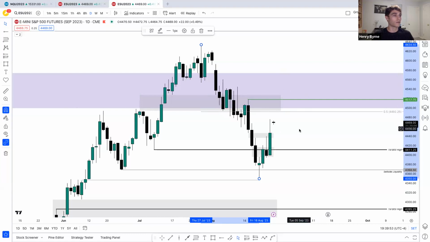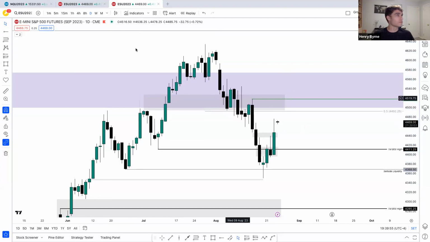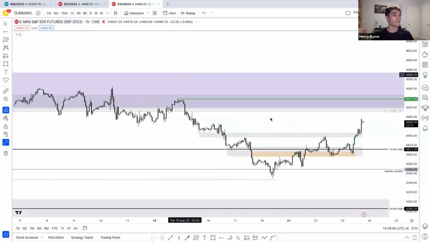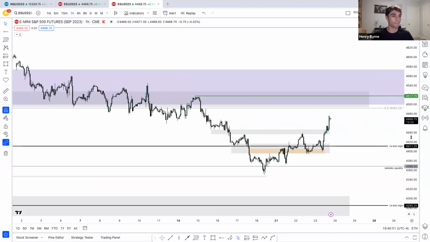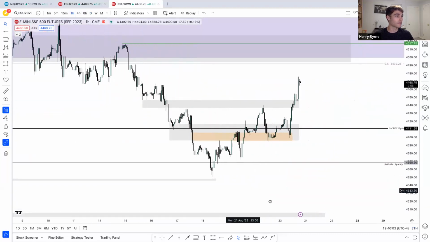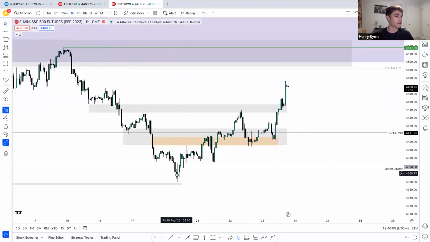So let me just quickly go down into the hourly chart so we can get a view of what happened. Here is Friday's close down here. There's Friday's lows right here. So this was Friday's low.